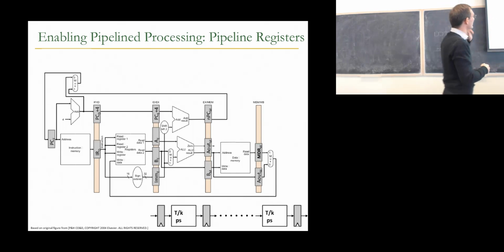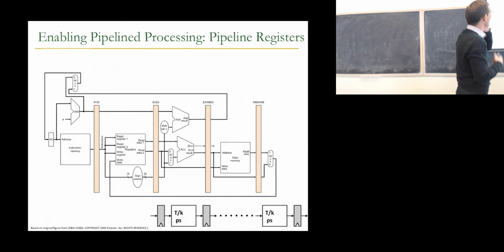So let's take a look at what needs to go into these registers. Basically, whatever is needed to do the processing in this stage has to be in this latch, right? And more, because you may need processing later on, you'd better propagate things that you need from the previous stages. I'll show you an example.